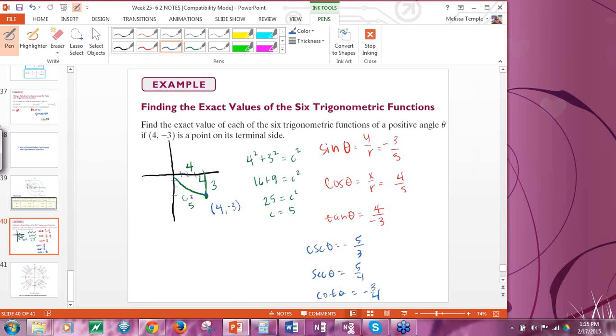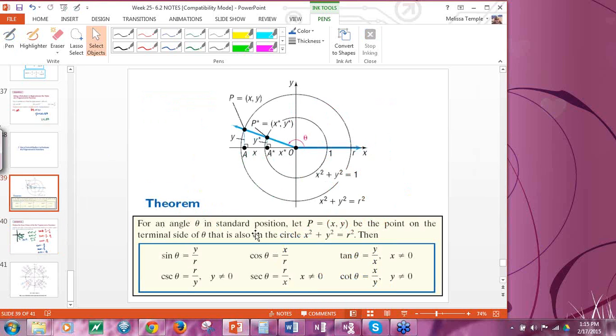So find your hypotenuse length and then use these values when r is not 1. I'll make that a note: when r does not equal 1, use these.